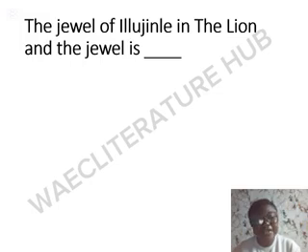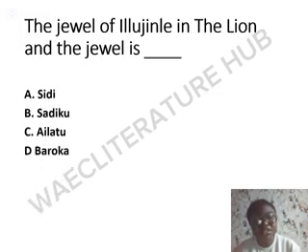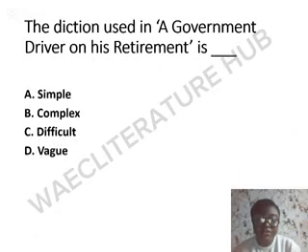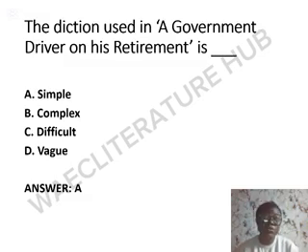Jewel of Ilujile in The Lion and the Jewel is: Sidi, Sadiko, Ailatu, or Baroka? And our answer is Sidi. The diction used in Government Rider on His Retirement is: simple, complex, difficult, or vague? And our answer is simple. The reason it is simple is that the poet wants to cut across a large number of people. So he didn't try to use a vague or complex language that would not be easily processed by people.